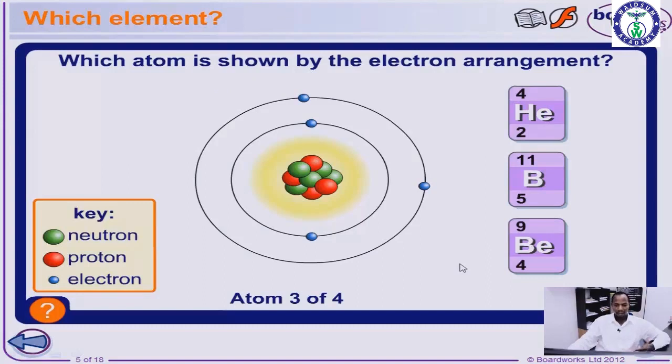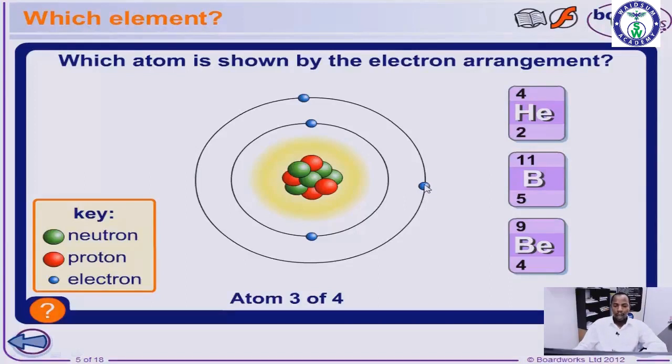Now let's move ahead and take a look at the shell. Which element or which atom is shown by the electron arrangement? Now we've given you an electron arrangement. We said electrons are arranged in the shell revolving around the nucleus of the atom. Now the first shell in this case has 2 electrons, and the next one also has 2 electrons. So 2 plus 2 is 4.